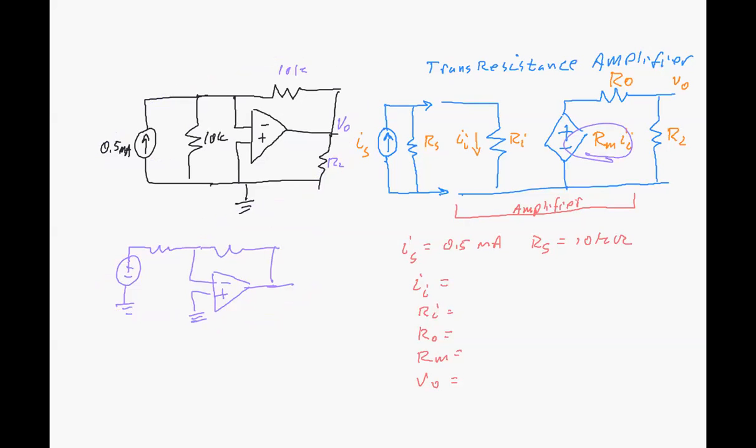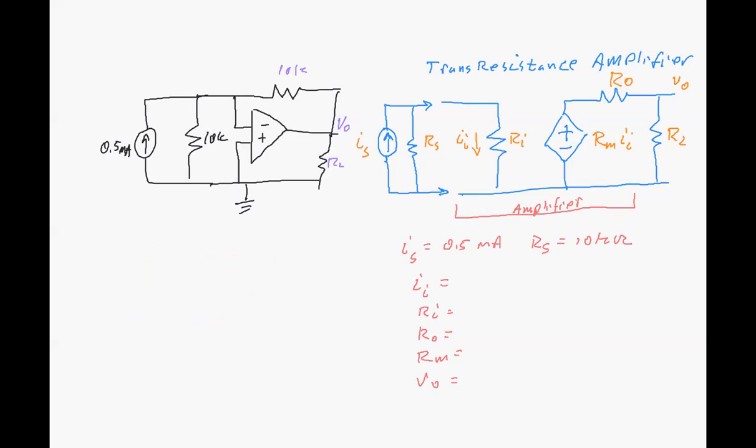So one of the points of these different models of an amplifier is that it's easier to solve the amplifier if you use the one that's natural for it. And I think that the transresistance amplifier is the natural way to solve this circuit.